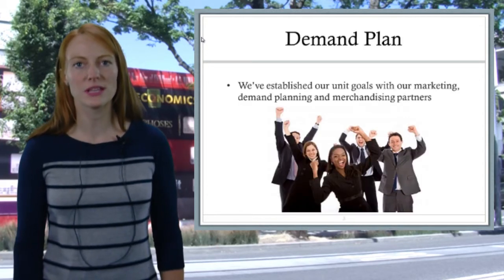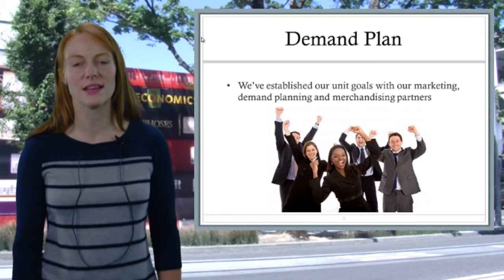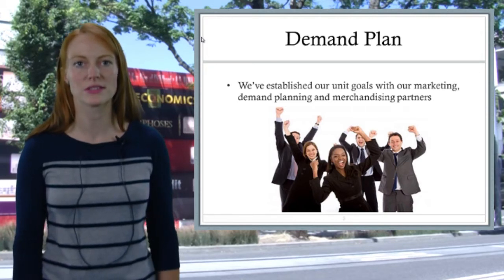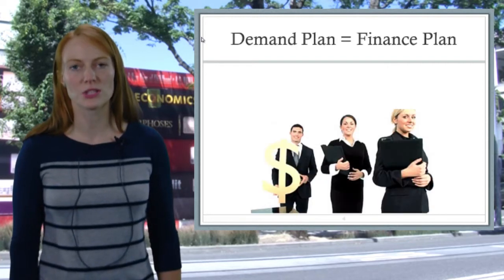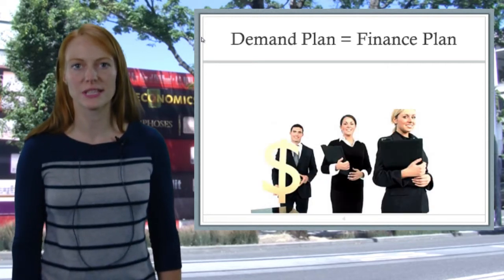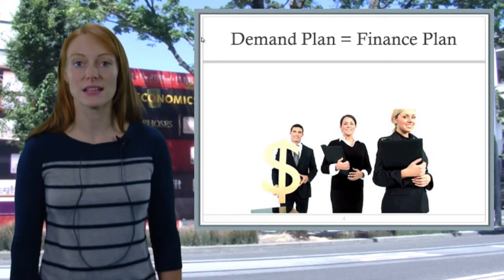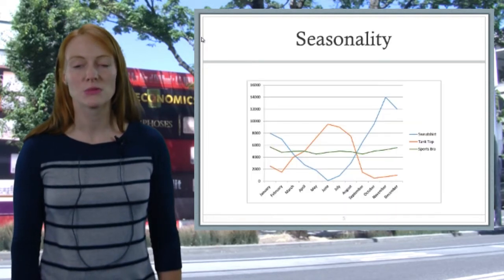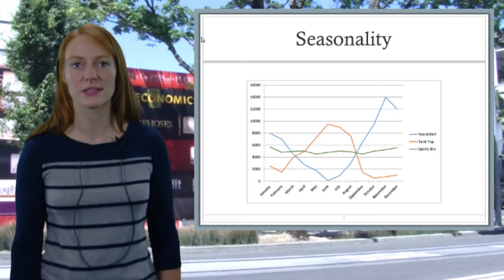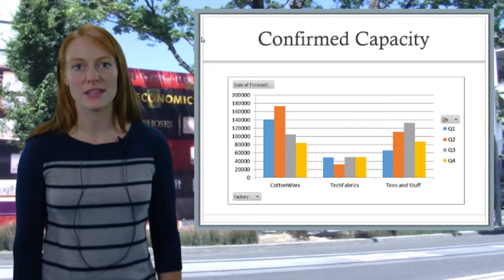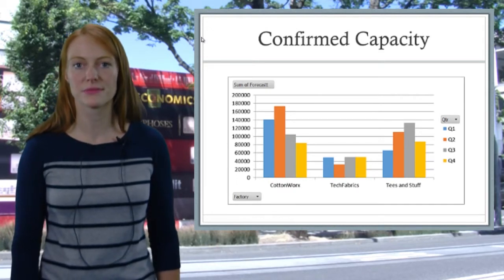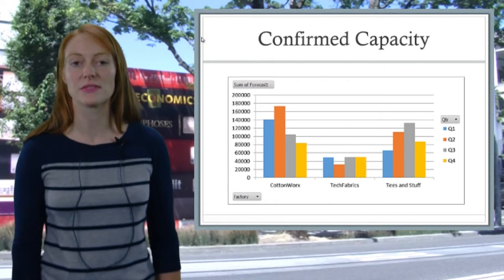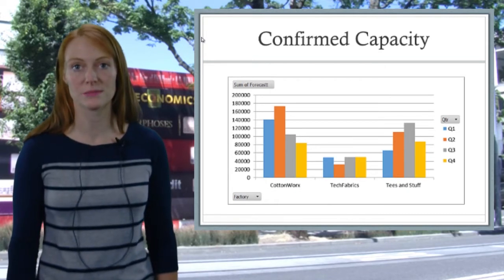So at this point, we've established our demand plan and really gotten that approved by all of our partners in marketing, merchandising, and demand planning. We've worked with finance and made sure that our financial plans and our demand plans really align and make sense. We looked at the seasonality of our products and how we think demand is going to come in for the next season. And then we've confirmed our capacity with our suppliers to make sure that we have enough room at all of our factories to make the product when we want to.